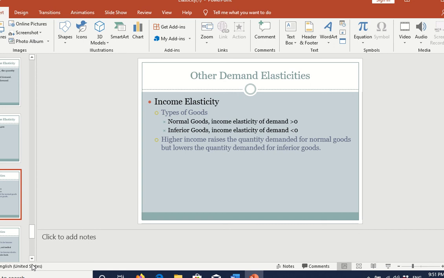Inferior goods, as you recall, are those goods whose demand is negatively related to income. So as income rises, the demand for inferior goods goes down, and vice versa. So the income elasticity of demand for inferior goods is negative.